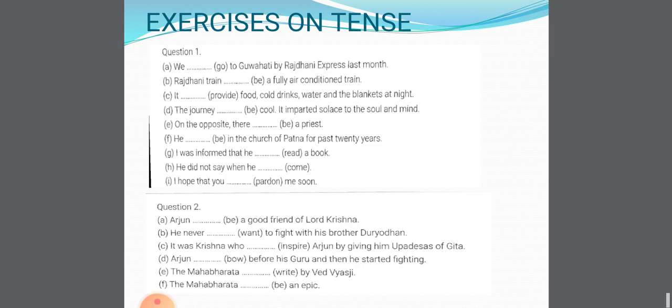I am going to conduct one test on tense. I hope you all will join and will get good marks. Thank you very much.